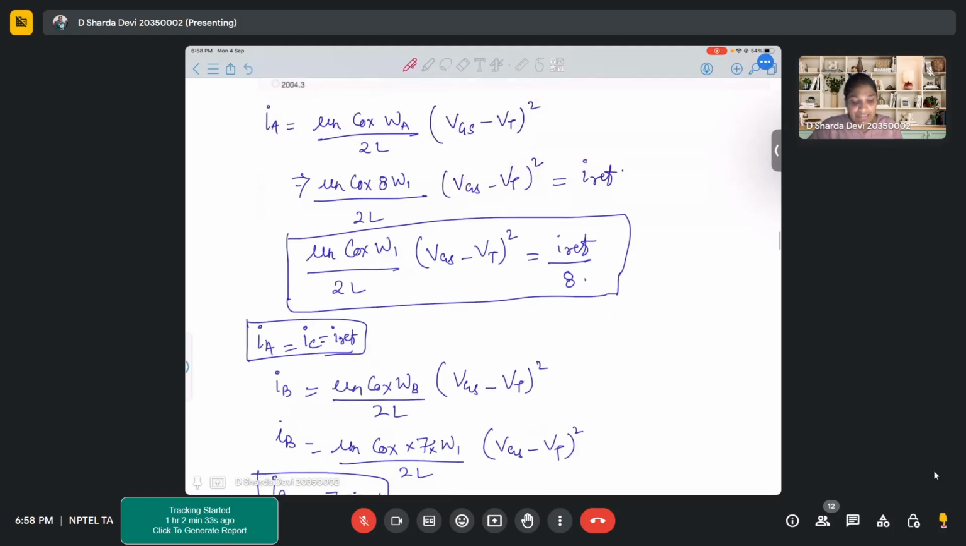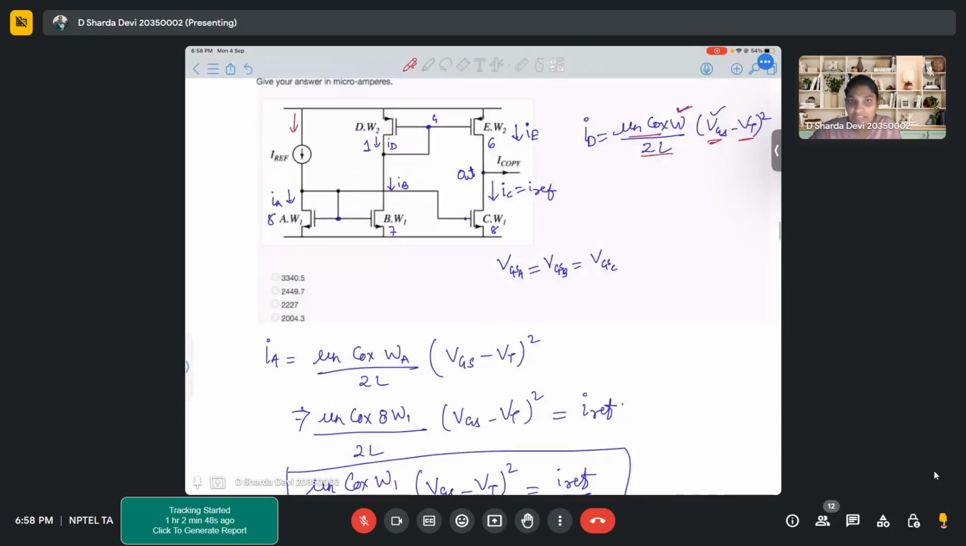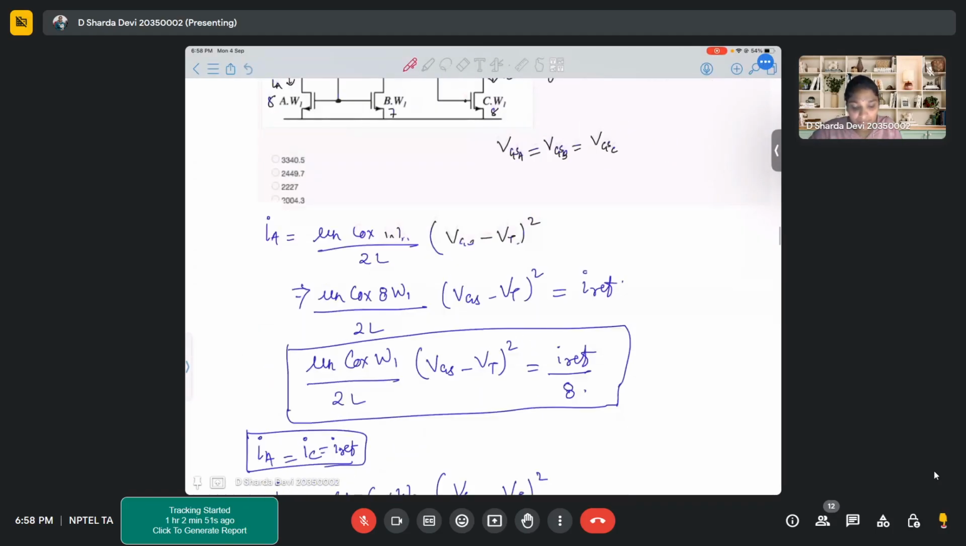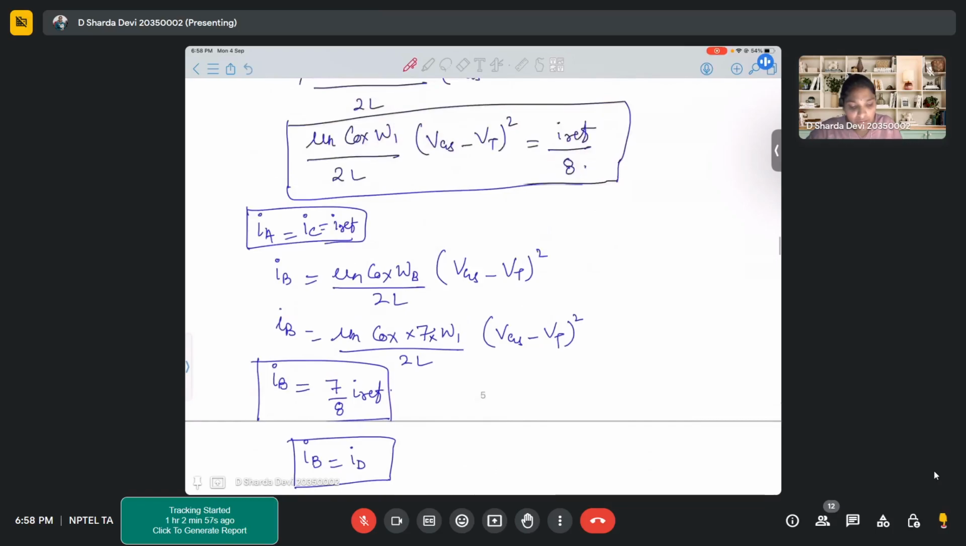Now let's write the current for transistor B. How will you write it? It is mu and Cox WB by 2L, VGS minus VT whole square. Now replace your WB with 7 times W1. Are you following? So we already found out that except the 7, whatever the factor is, it is equal to IREF by 8 here. So your IB becomes 7 by 8 times IREF. Clear till this part?